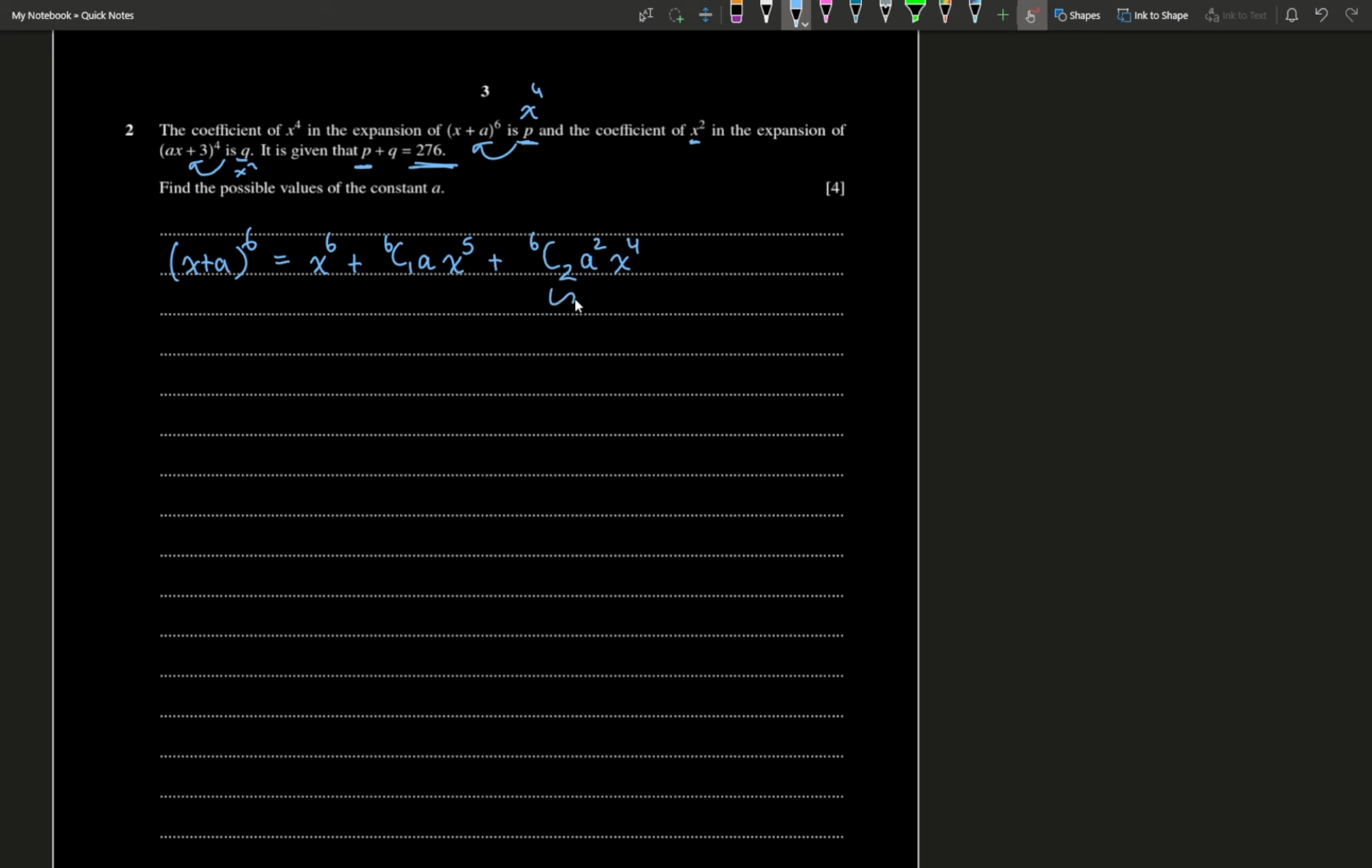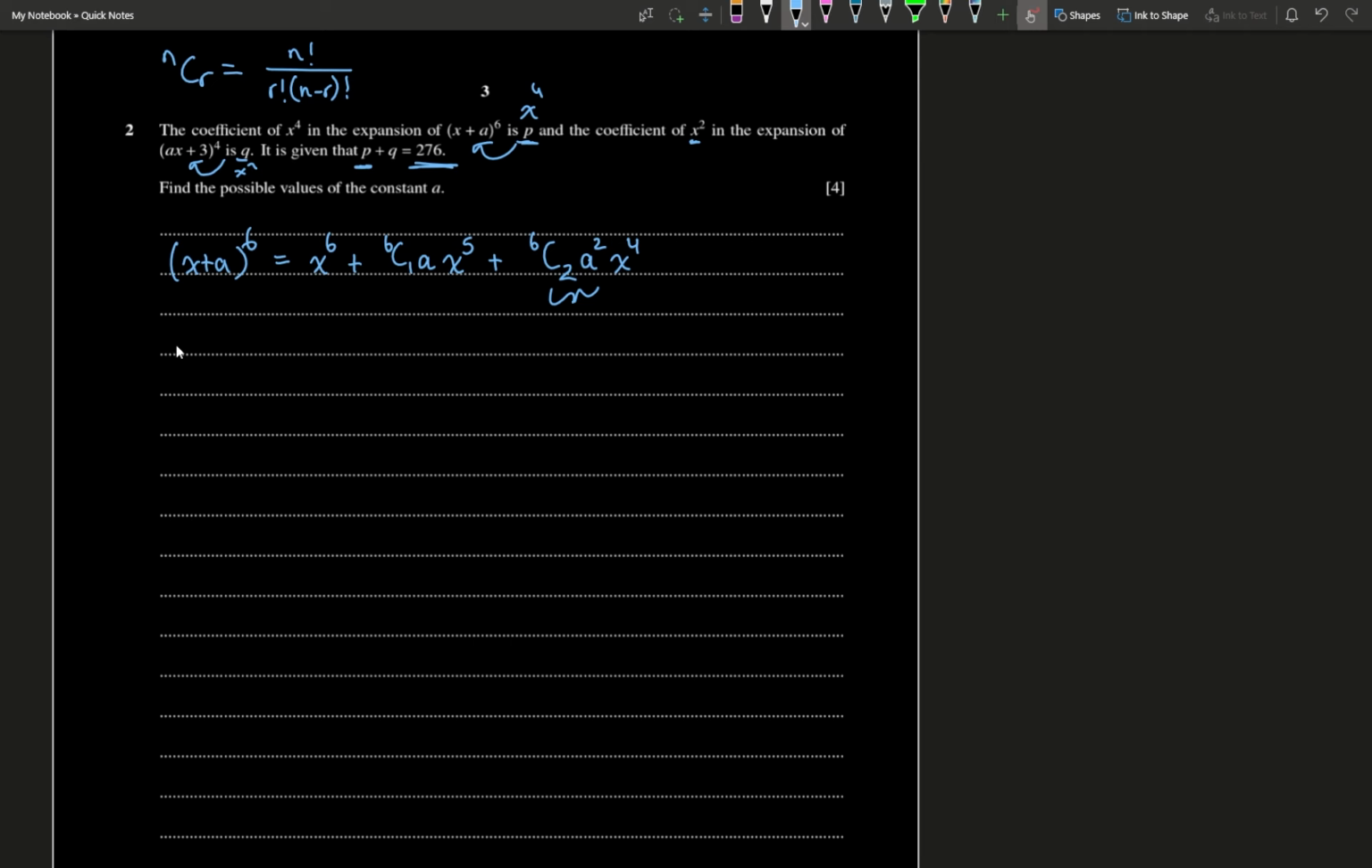This is our coefficient of x raised to the power of 4. So when you calculate 6c2, this is calculated using this formula, or you can use your calculator. When you have, for example, nCr, this is calculated by n factorial divided by r factorial multiplied by (n minus r) factorial. Or you can use your nCr button below your AC button on your calculator. For 6c2, this is simply equal to 15.